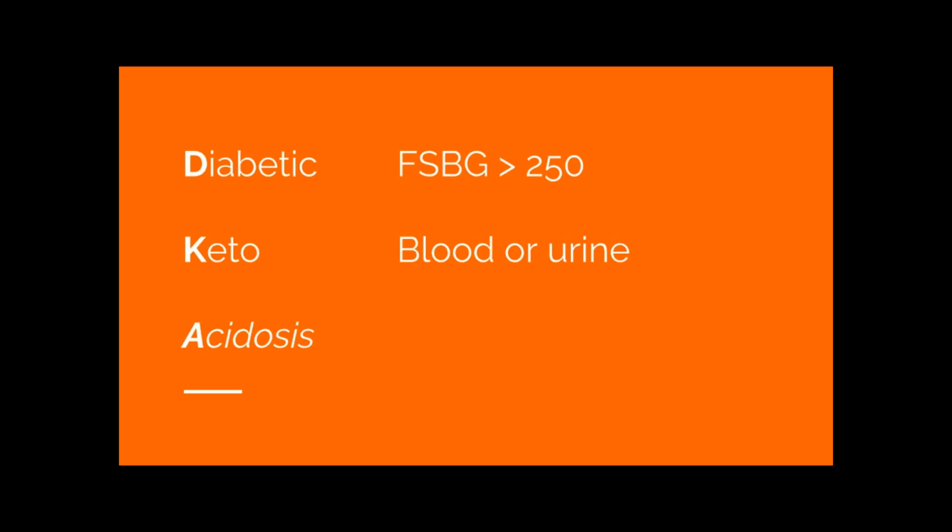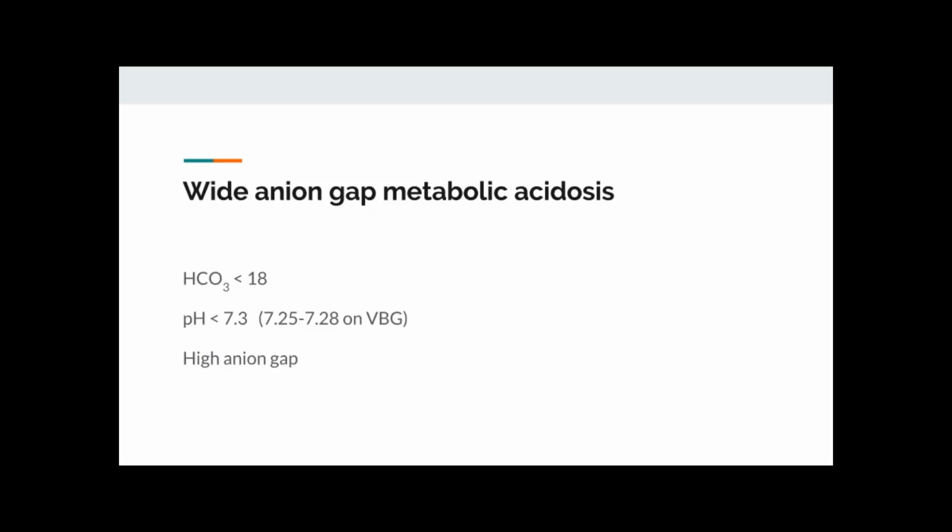And then finally, acidosis. This seems pretty simple. It's a high anion gap metabolic acidosis, which we all know the MUDPILES stuff. It's defined, in the textbook definition of DKA, as bicarb less than 18, pH less than 7.3, which when you look at your VBG, which is always a little more acidotic than your ABG, you kind of adjust by a 0.03 to 0.05 difference, and then you have a high anion gap.